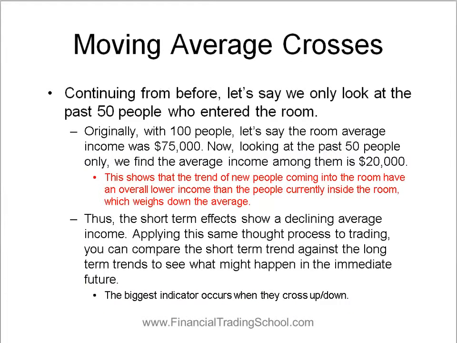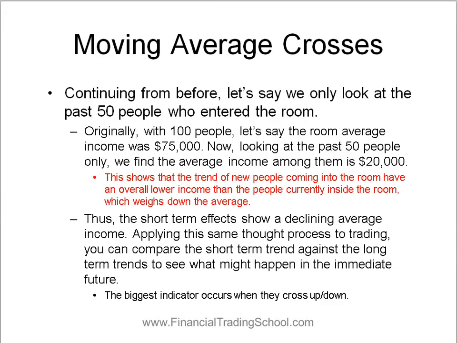So continuing my example from before, let's say we only look at the past 50 people who entered the room. Originally with 100 people, let's say that the room average income was $75,000. Now looking at the past 50 people only, we find the average income among them to be $20,000. This shows that the trend of new people coming into the room have an overall lower income than the people currently inside the room, which weighs down the average. Thus, the short-term effects show a declining average income.